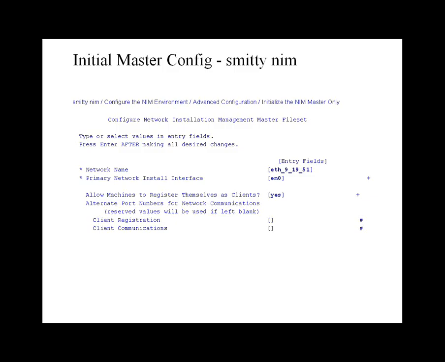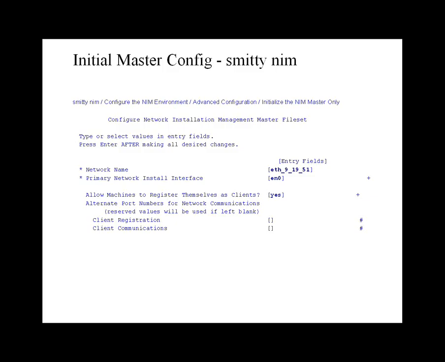smitty nim, configure the NIM environment, advanced config, initialize the master only. Network name, that's the first network that the master attaches to. And I like to give it a name that tells me the subnet. So I tend to embed the subnet address right into the network name, ETH_9_19_51.